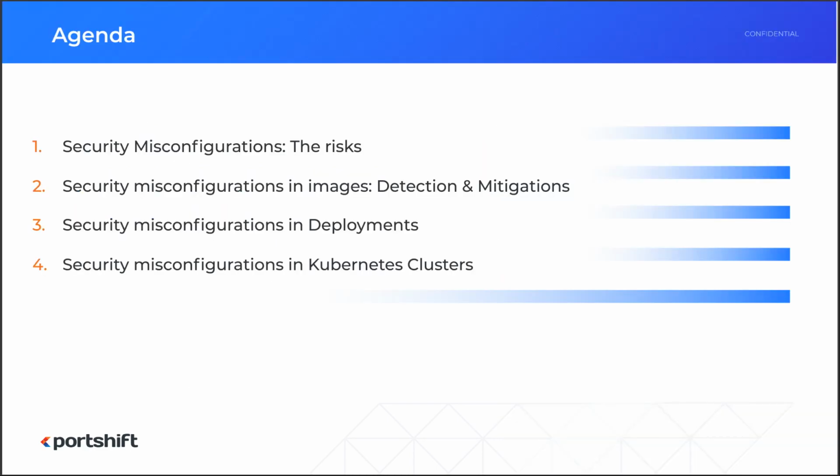So what are we going to talk about? We're going to talk about security misconfiguration. We're going to highlight the different risks. We're going to cover recent attacks that happened due to those misconfigurations. We'll show some live examples. Then we'll talk about security misconfigurations in images, how to detect it, when to detect it, and most important, how to mitigate it. We'll move to the next phase in our life cycle, the deployments. We'll talk about misconfiguration in deployments. And again, we'll talk about what can go wrong, how we can detect it, and more important, how we can mitigate it.